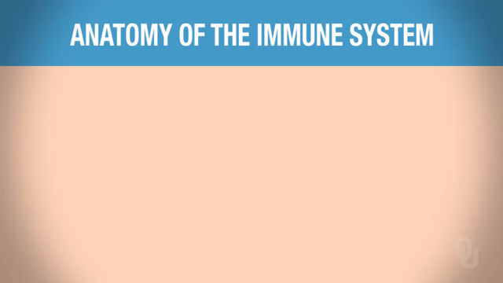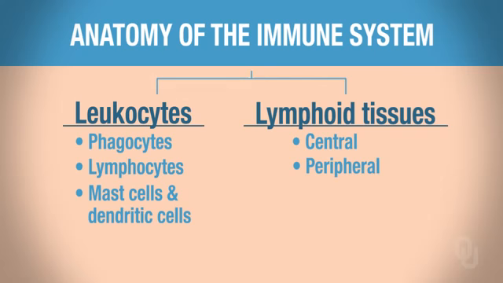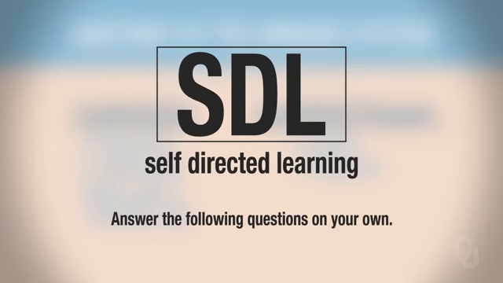We're going to break this down into two components. The leukocytes, those are white blood cells that specialize in the immune function. And then there are the lymphoid tissues. You have different types of lymphoid tissues, the central and peripheral. So these are both what we call SDLs, and these are self-directed learning. So you can imagine that as if this information were in your workbook and you were filling this in your workbook.